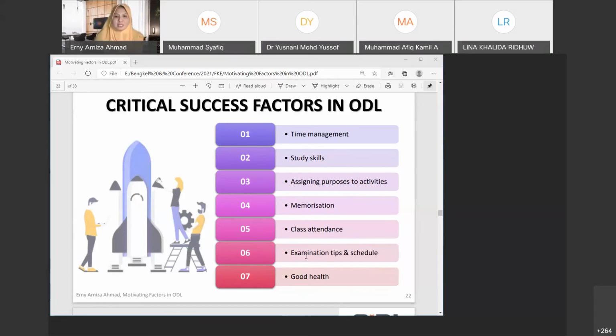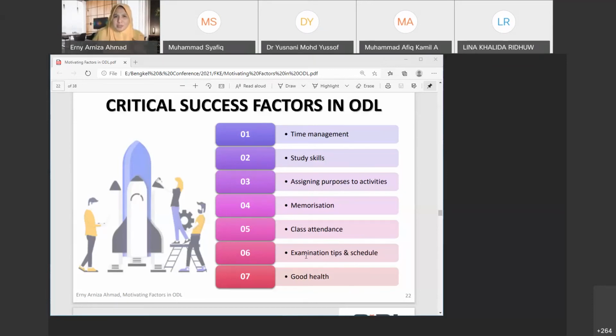And then examination tips and schedule. Bila masuk kelas, lecturer ni, dia takkan nak bagi tahu, okay, soalan ni akan keluar macam ni dalam exam. Takkan. Right, so normally dia akan bagi tahu, selalunya soalan kalau kata topik ni, dia akan keluar macam ni, macam ni. Dia akan tanya macam ni. Markah dia macam ni. You kena jawab macam ni. Right? Betul tak? Okay. So you will get tips. Right. And then what else?